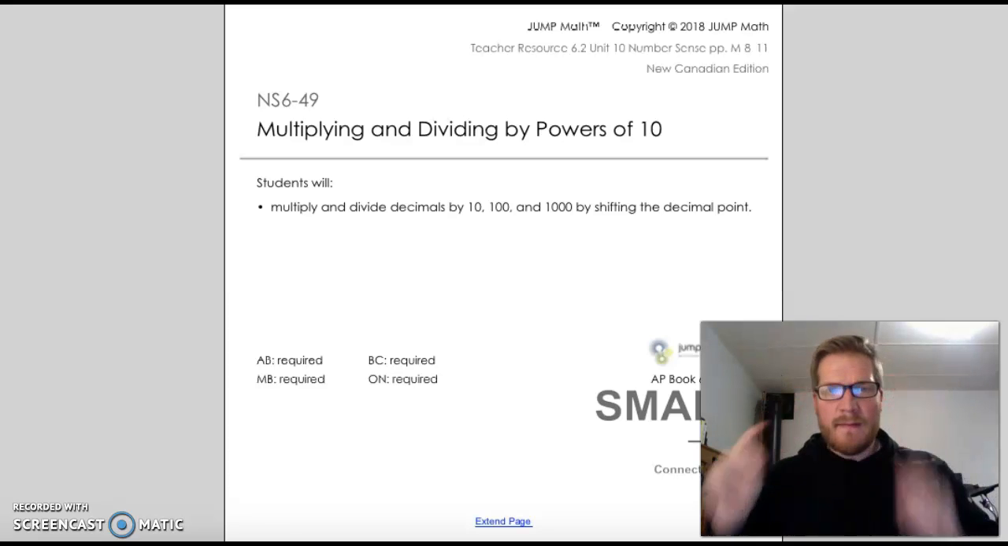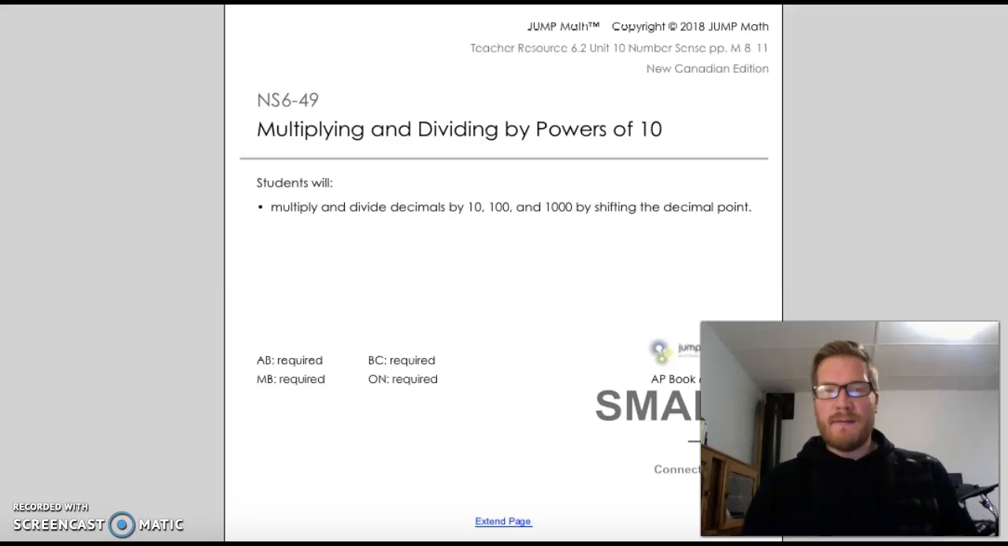We're going to be looking at multiplying and dividing by powers of 10. And so your learning target is that you can multiply and divide decimals by 10 and 100 and 1,000 by shifting the decimal point. And so you need some skills already for us to be able to do that.